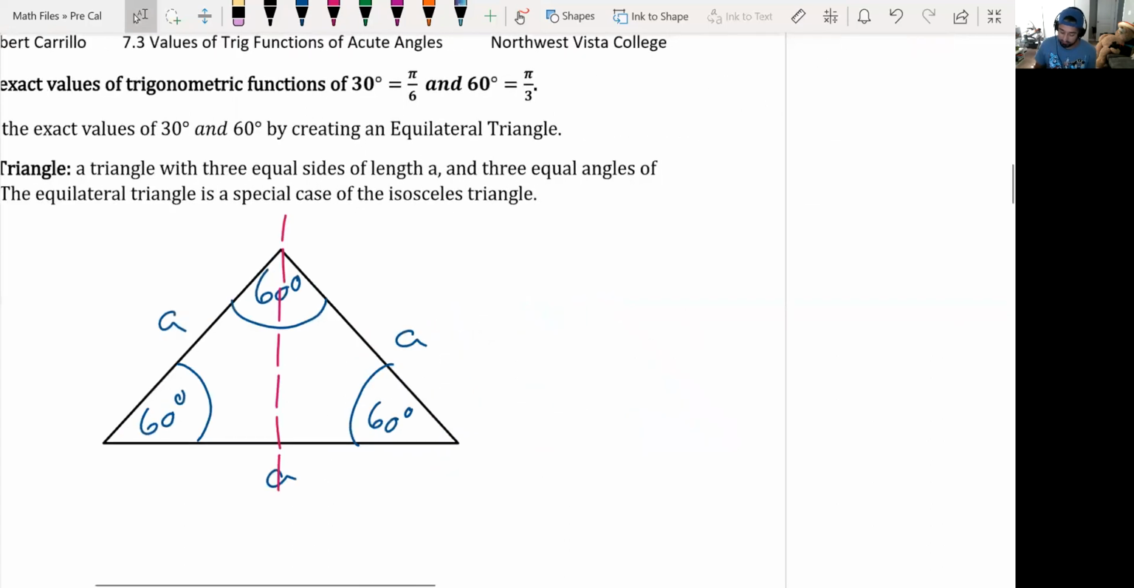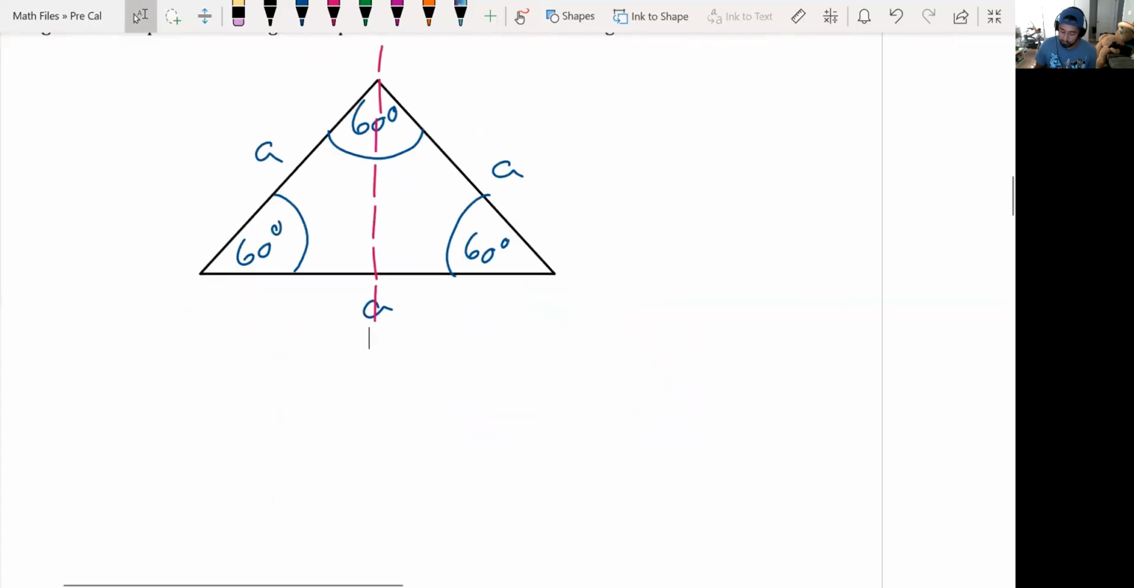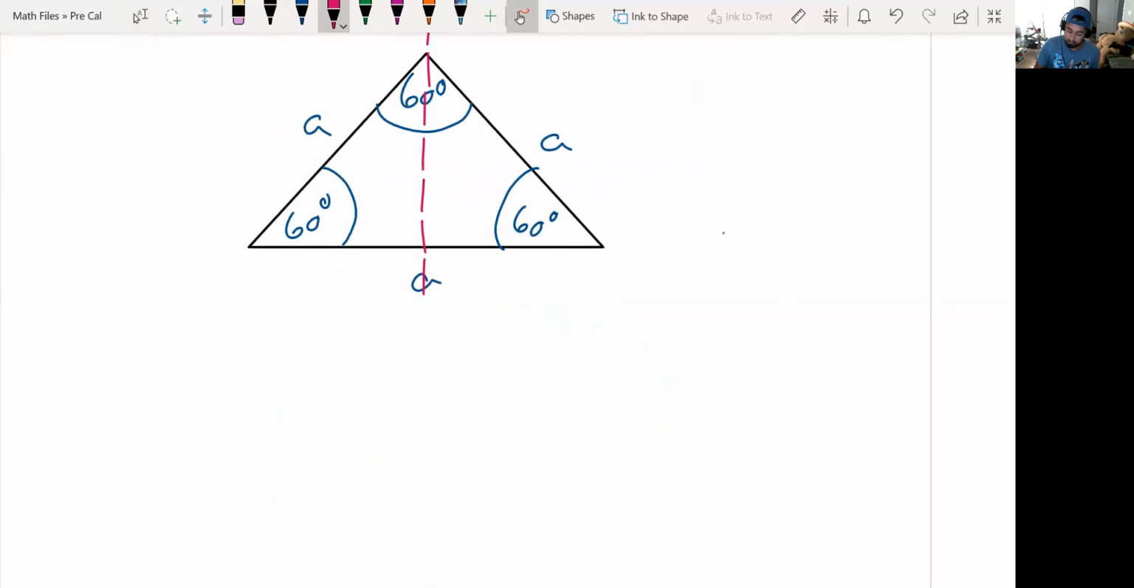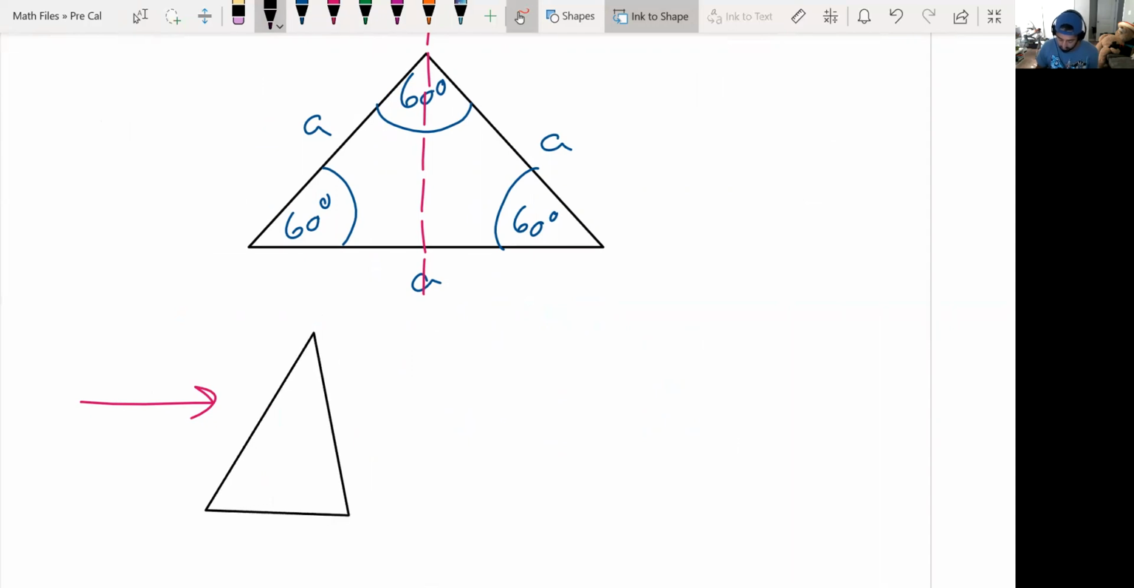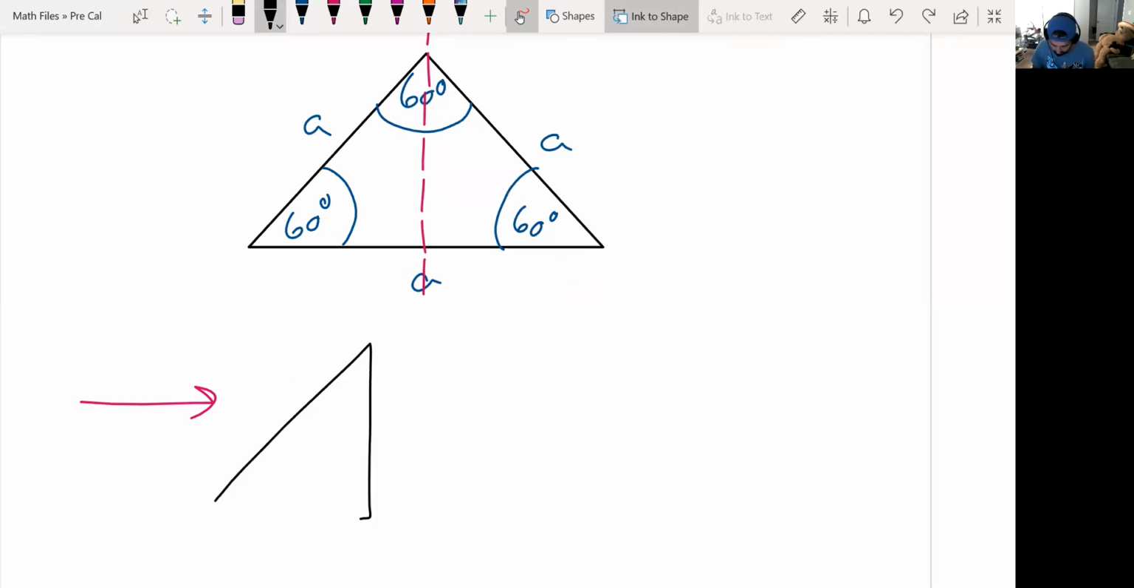And when we do that, my equilateral triangle becomes a right triangle. Well, you get 2 right triangles, and we only have to choose one. So I can use ink to shape again, and we get a little better. There we go, much better.